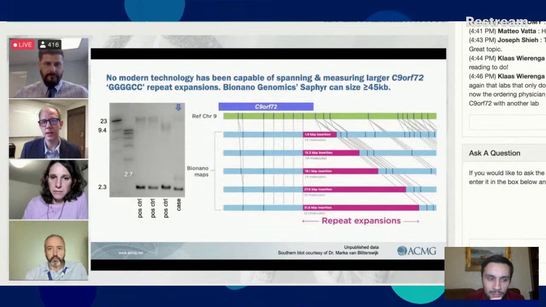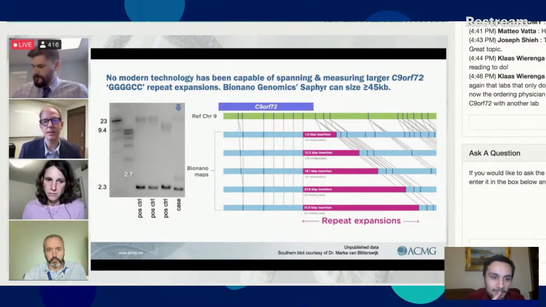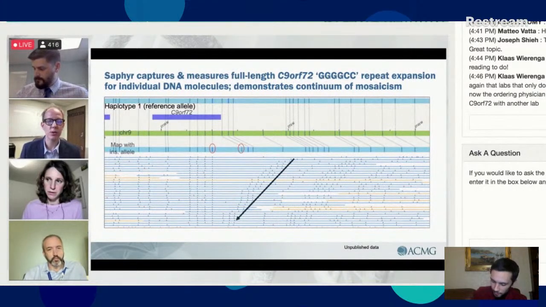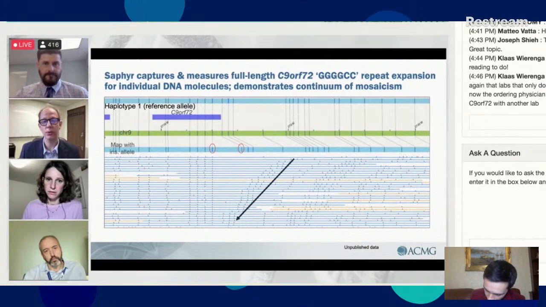So I showed you this before also. So basically, we're showing the mosaicism and the continuum of repeat expansion sizes within a single piece of brain tissue. Next slide. But digging in a little bit more, this is that same sample. So looking at the top, you see the blue horizontal bar that represents the normal or reference allele, according to this individual, haplotype 1.